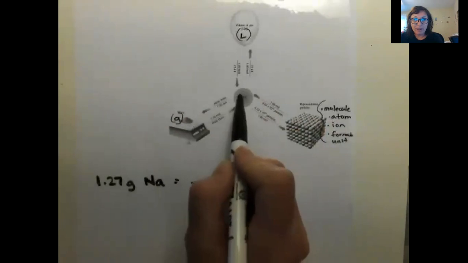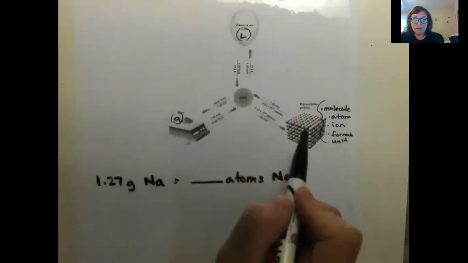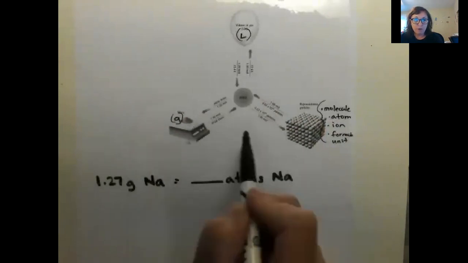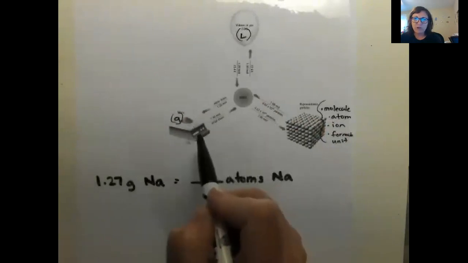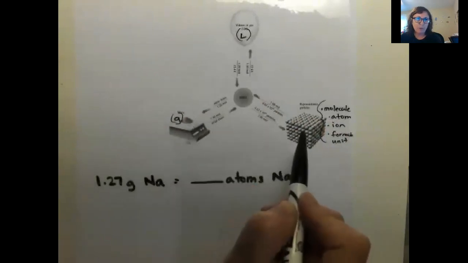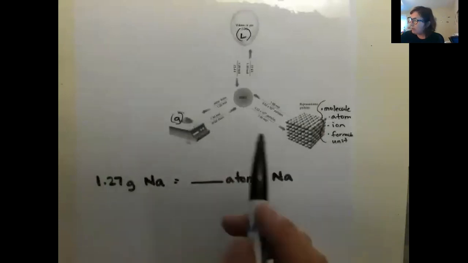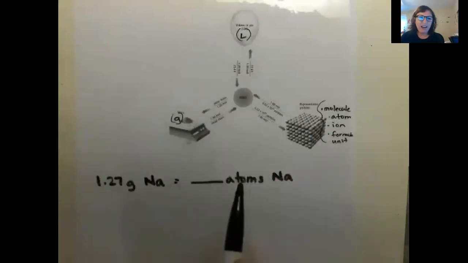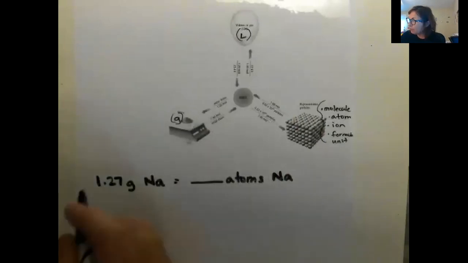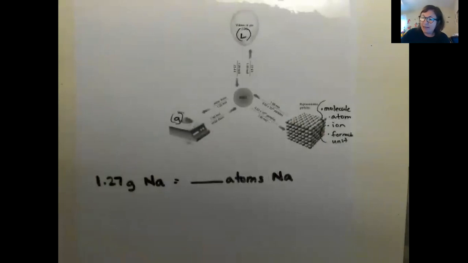A road from here to here, a road from moles down to particles. There is no road through here, no road whatsoever. So you can't go straight from mass to particles. It just doesn't happen. So we're going to be going from mass to moles. I call it Moleville. You have to go through Moleville to get anywhere. So write down your given. My given is 1.27 grams of sodium.